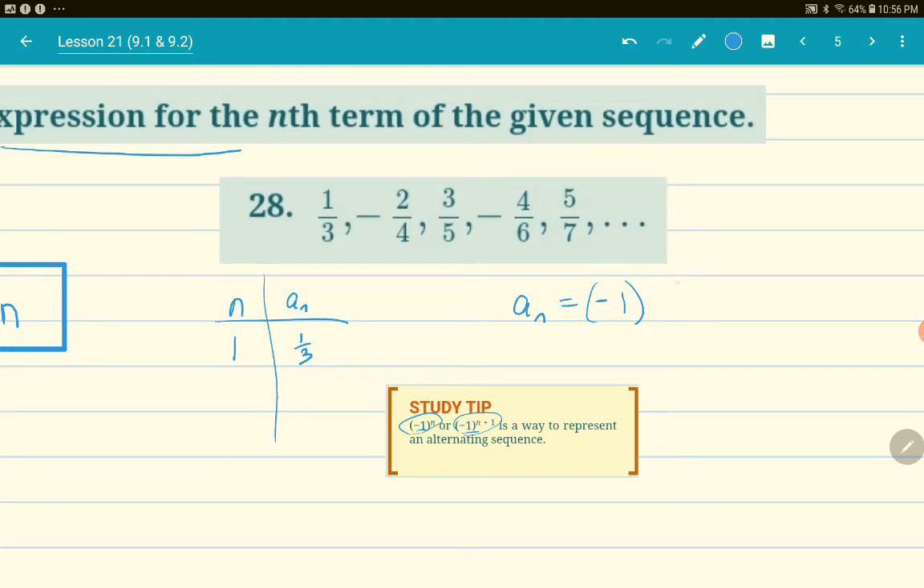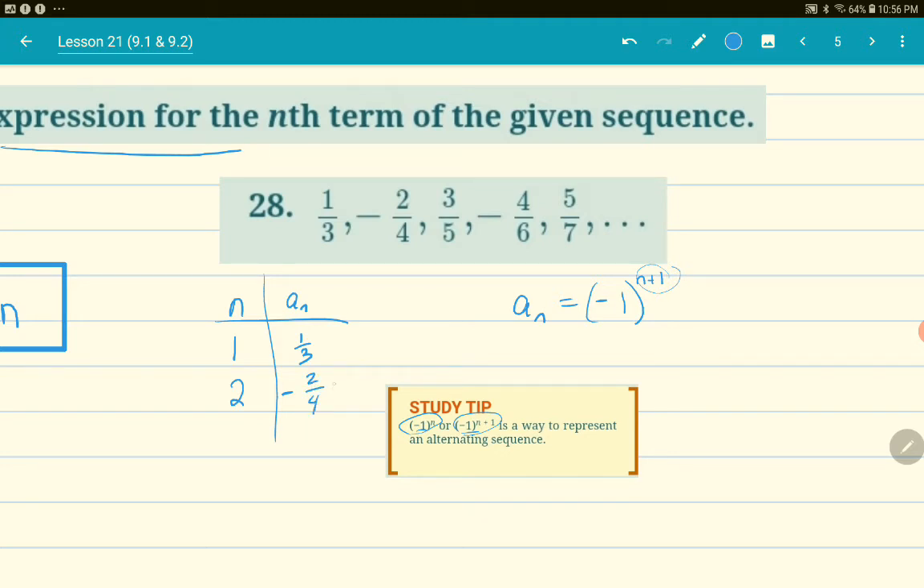So let's see. If I use n plus 1 here, then when I plug in a 1, I'll get 2 so that this becomes positive. So then I'll get a positive for my first term. And then when I plug in a 2, then I get a 3 here, which means I'm going to have a negative. So I get a negative of something. That is good because I want it to be -2/4.